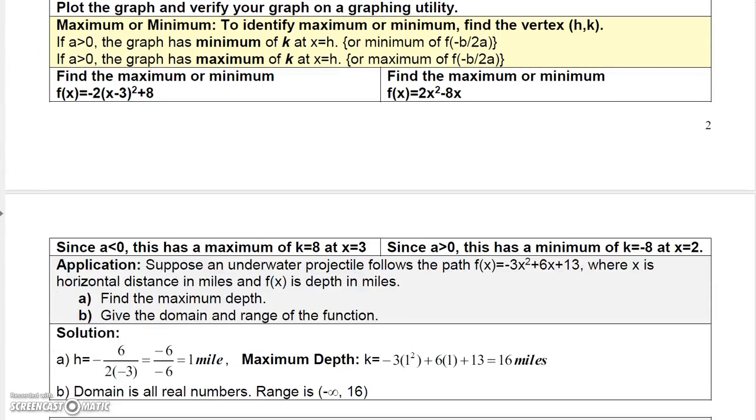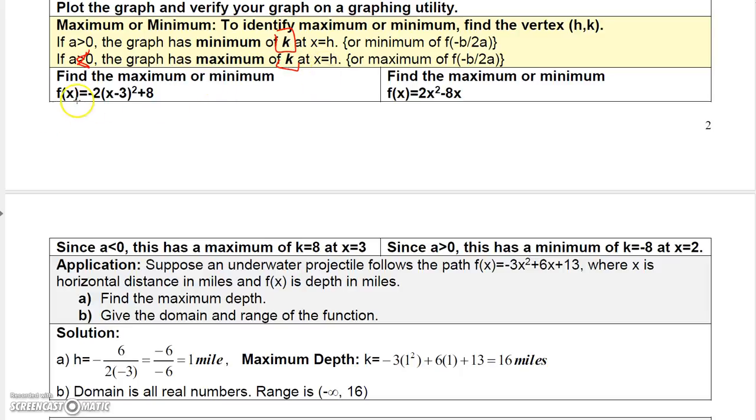Okay, now what I want to do now is just to remind you that if a is greater than 0, then that means that the graph opens upward and therefore has a minimum at the k value. That's just the y value of the vertex. And then if a is, this should say less than 0, if a is less than 0, the graph has a maximum of k at the x value.